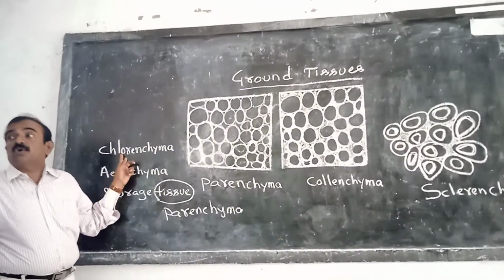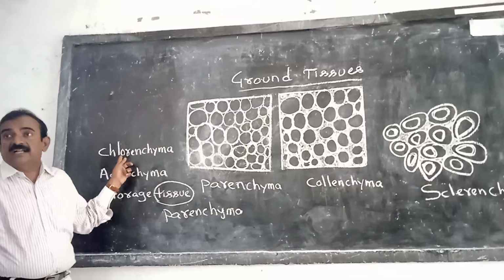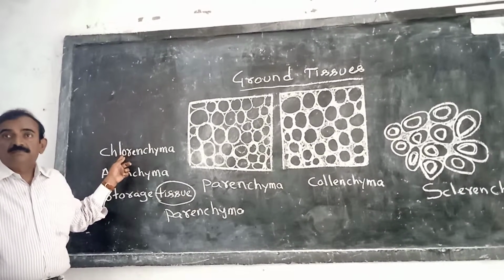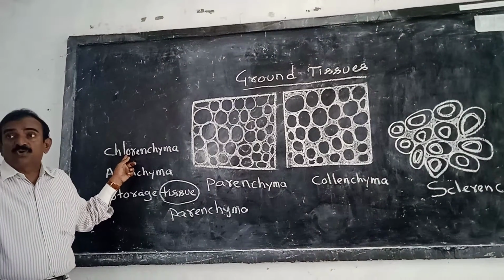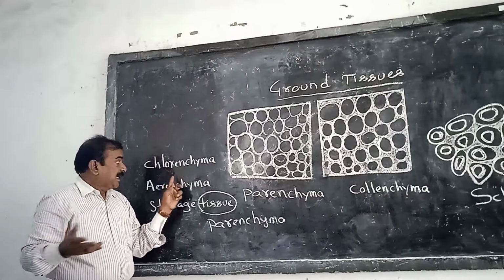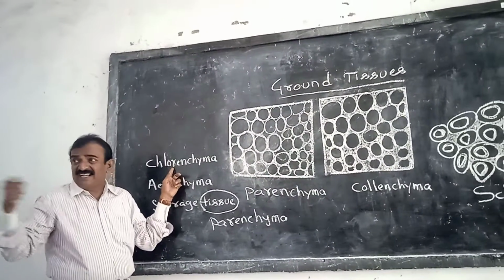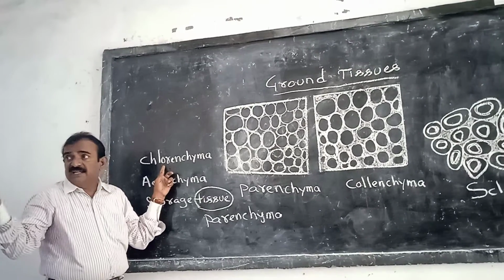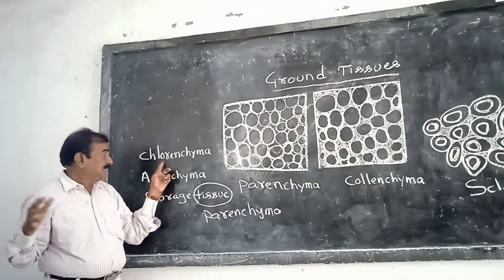Chlorenchyma tissue consists of chloroplast and is green in color. They prepare food. They prepare glucose, carbohydrates and cellulose. What is the color of chlorenchyma? Green. Why? Because they are having chloroplast.